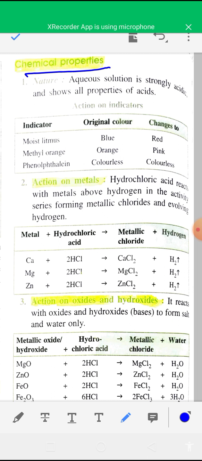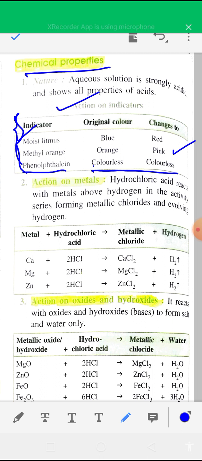Chemical properties, that is action on indicator. Hydrochloric acid turns moist litmus blue to red. Hydrochloric acid can change the color of methyl orange from orange to pink. Color of phenolphthalein in hydrochloric acid remains colorless. So these are the action of hydrochloric acid on these indicators.